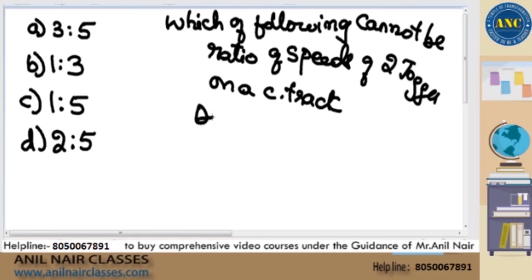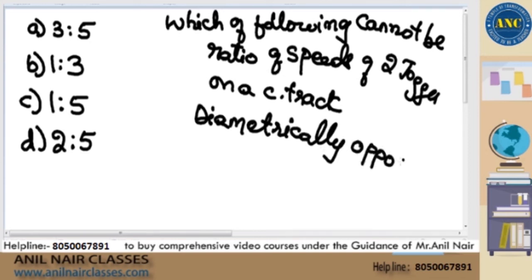They meet diametrically opposite. For them to meet diametrically opposite, which of the ratios is not possible? It is not mentioned whether they are traveling in the same direction or in the opposite direction. Which of the following cannot be the ratio of speeds?